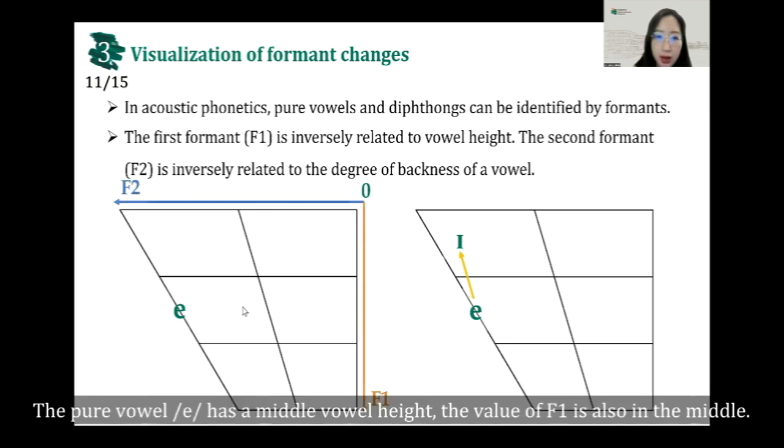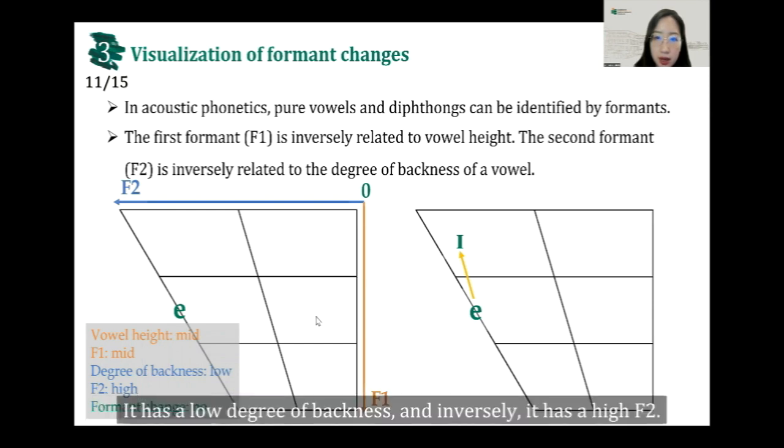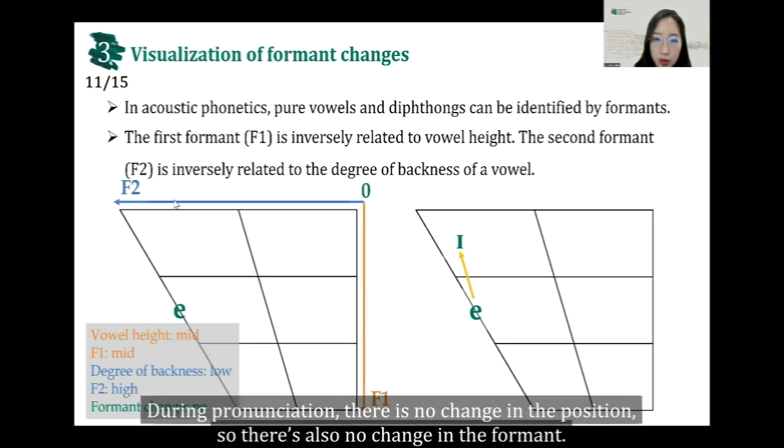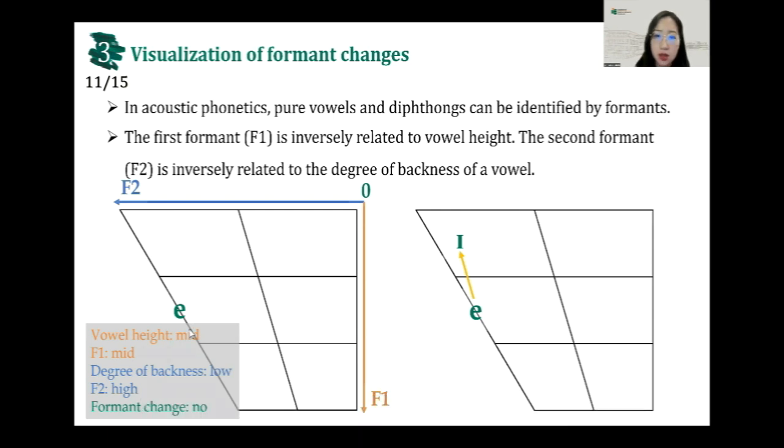The pure vowel e has a middle vowel height. The value of F1 is also in the middle. It has a low degree of backness, and inversely, it has a high F2. During pronunciation, there's no change in the position, so there's no change in the formant. Let's have a look at the diphthong a.